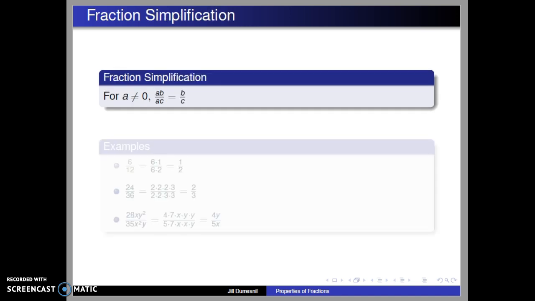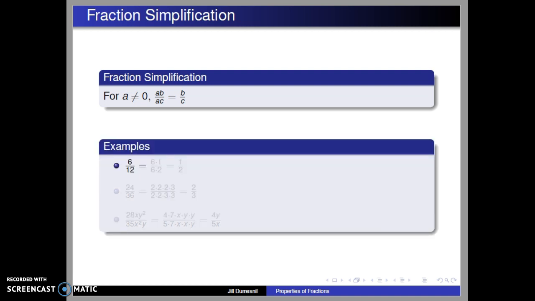To simplify fractions, we factor and cancel. The fraction simplification property states that for non-zero a, ab over ac simplifies to b over c. For example, 6 twelfths can be rewritten as 6 times 1 over 6 times 2, then the 6 over 6 reduces, and we get 1 half.